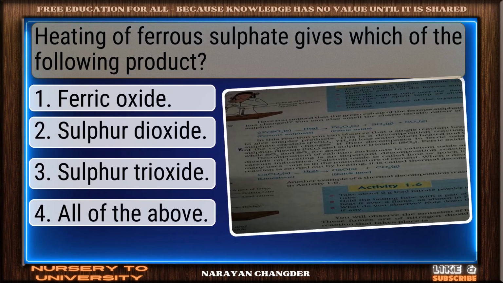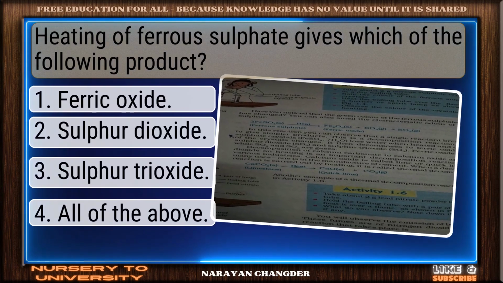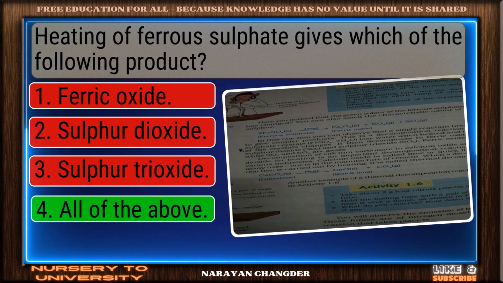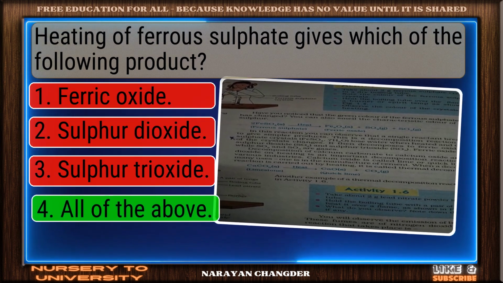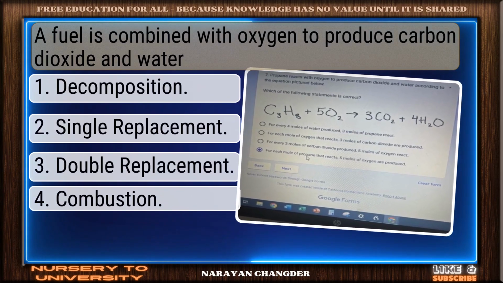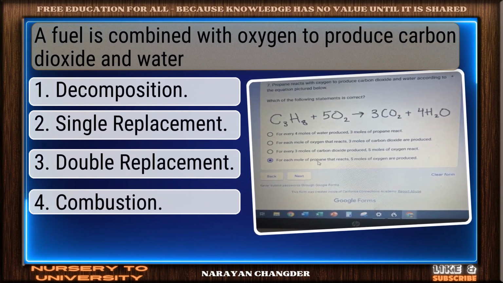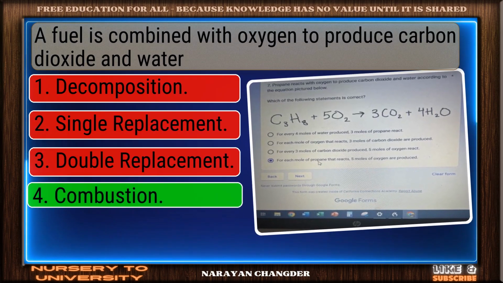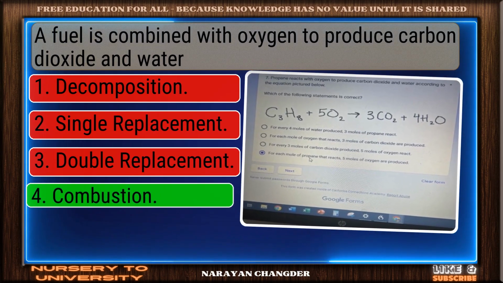Heating of ferrous sulfate gives which of the following product? Right again. All of the above is valid. A fuel is combined with oxygen to produce carbon dioxide and water. Great job. Combustion is accurate.